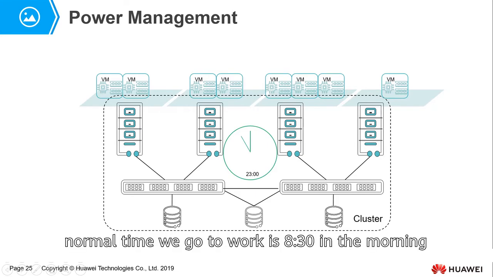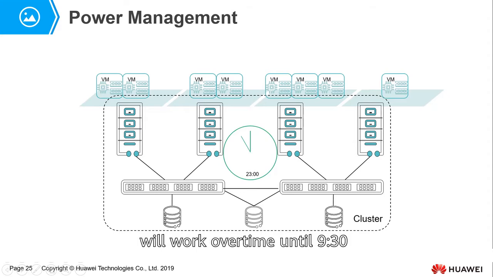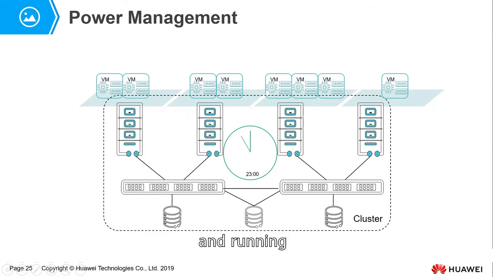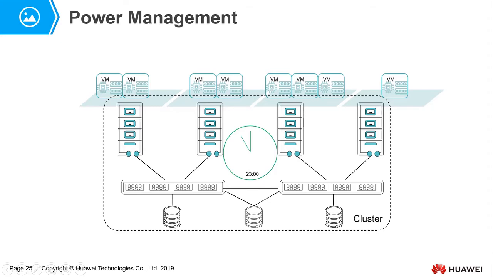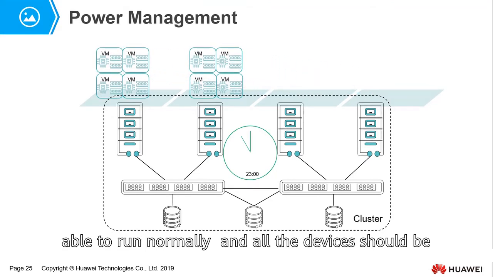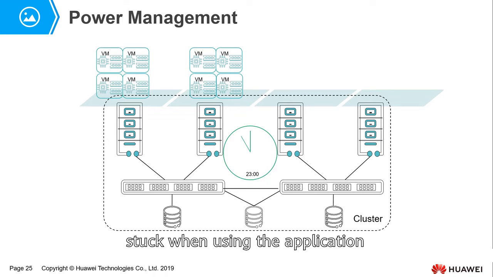For example, normally we go to work at 8:30 in the morning, and someone working overtime at night will work until 9:30. So at 7 o'clock in the morning, we have to ensure that all of our business is up and running. At this time, the manager will guarantee the servers and the virtual machines on the servers, the applications inside the virtual machines, should be able to run normally, and all the devices should be fully equipped to ensure that everything will not get stuck when using the application.